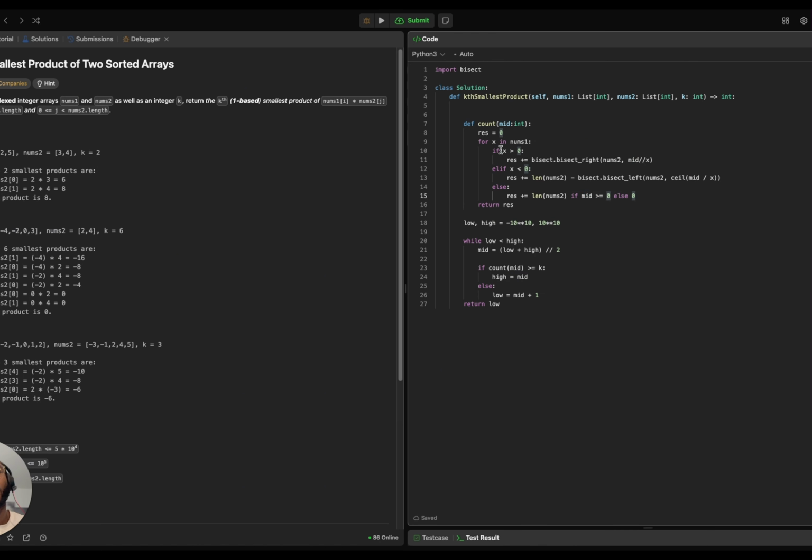But if x is greater than 0, it means that we need to find every element in nums2 where mid divided by x is going to give us the count. So that will give us the count of every element where b, if b is the current element in nums2, is less than or equal to mid divided by x.